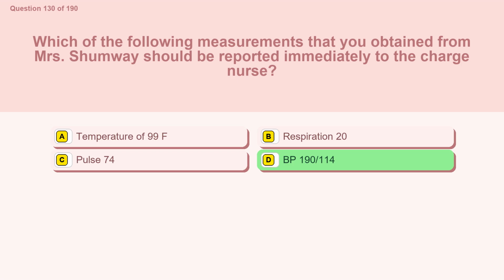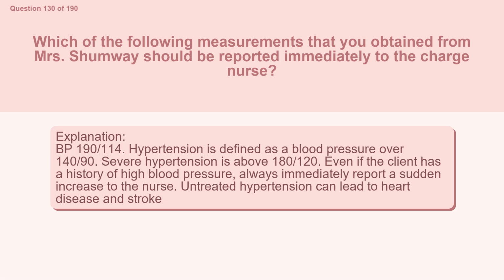The correct answer is Option D, BP 190/114. Hypertension is defined as a blood pressure over 140/90. Severe hypertension is above 180/120. Even if the client has a history of high blood pressure, always immediately report a sudden increase to the nurse. Untreated hypertension can lead to heart disease and stroke.